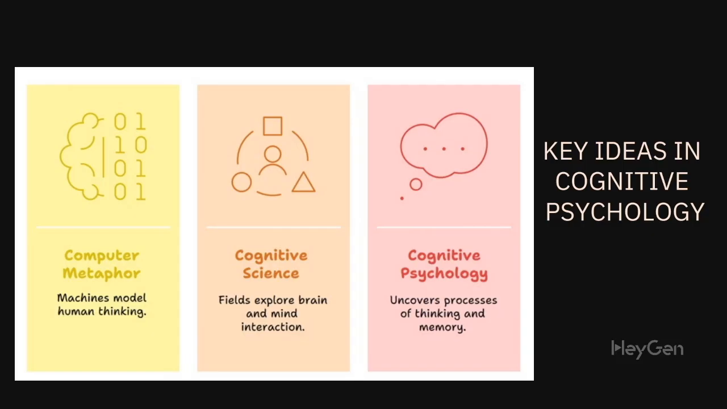In conclusion, remember these three key areas: computer metaphor and human cognition, where technology helps us understand how we think, cognitive science and neuroscience, where multiple disciplines work together to uncover how the brain and mind operate, and cognitive psychology, the central field that continues to reveal the inner workings of our thinking, memory, problem solving, and perception.